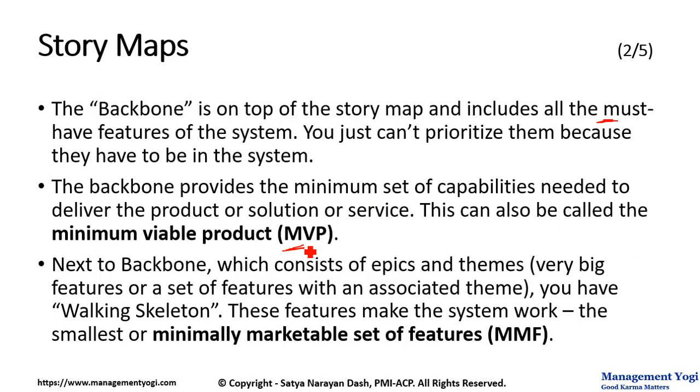Just below the backbone, which consists of epics and themes, you have working skeleton. These features make the system work. That is the smallest or minimally marketable set of features. So what is the difference? The MVP makes the system viable, whereas MMF makes the system functional.